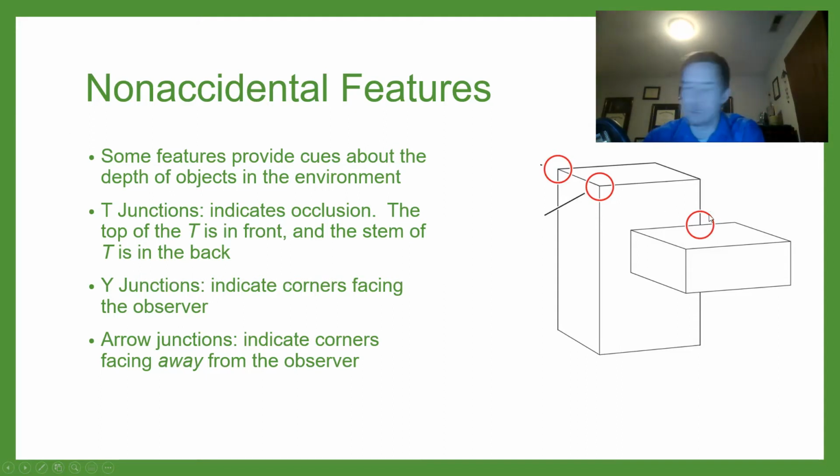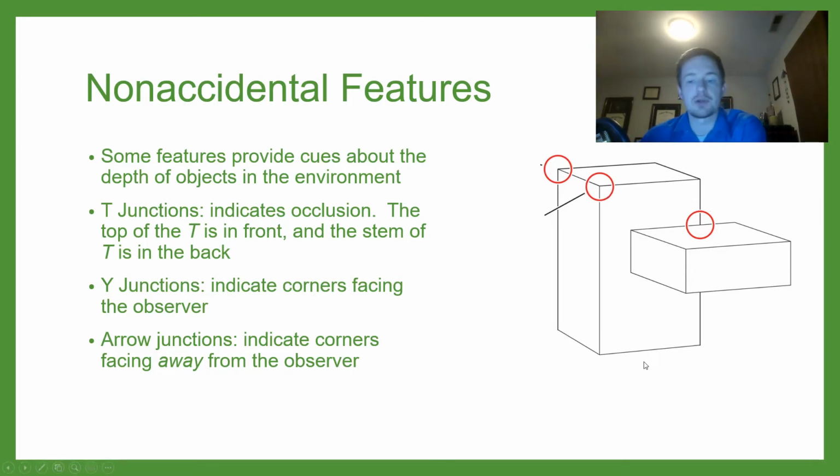We see this all the time in every piece of furniture you have, and probably your desk right now, or a kitchen table or whatever. The Y-junctions, you can see right here, usually indicate whenever there is a corner that is facing towards you, and the arrow junctions indicate when there is a corner facing away from you.